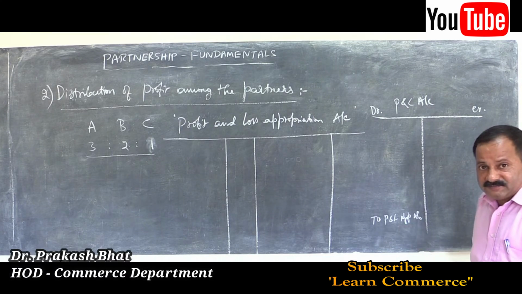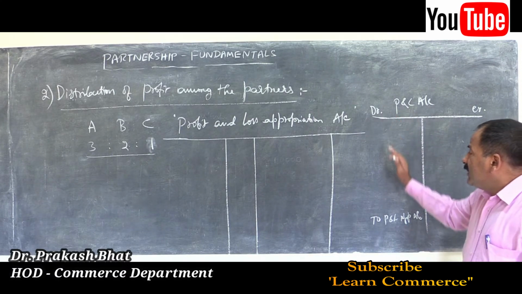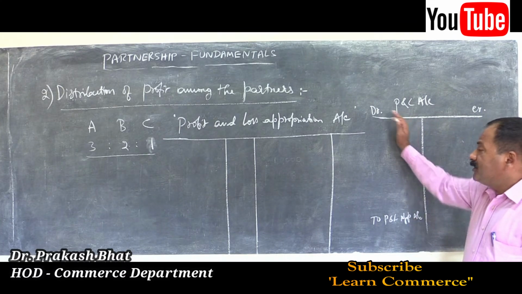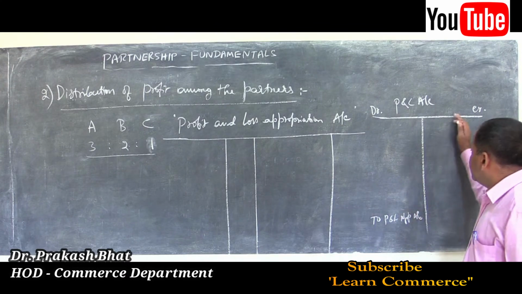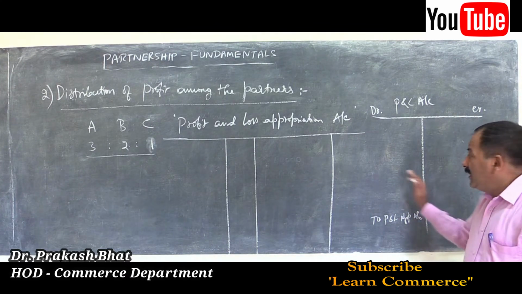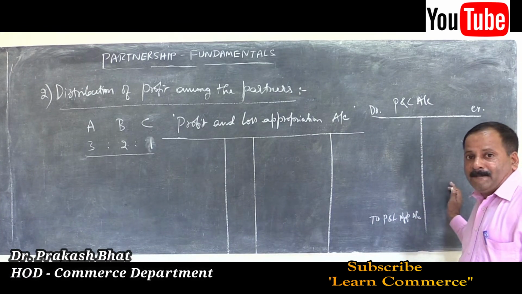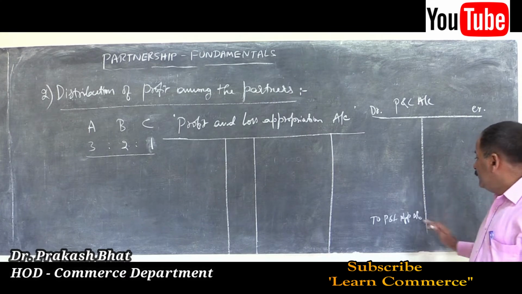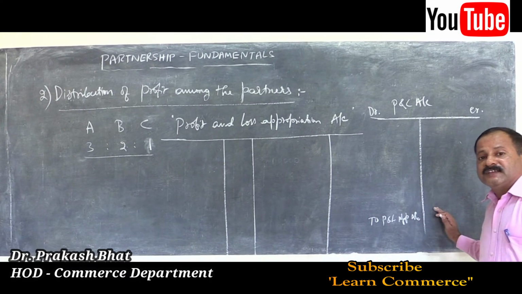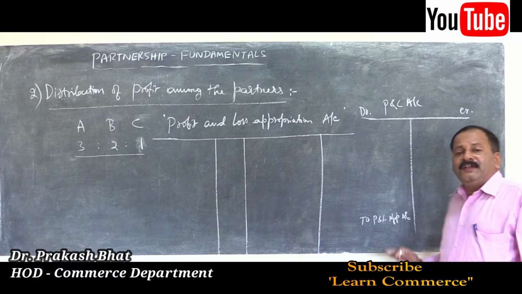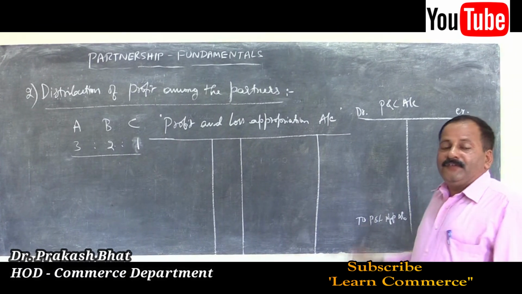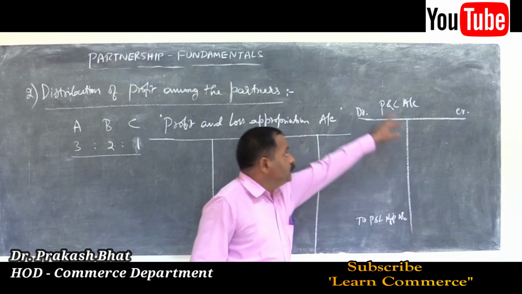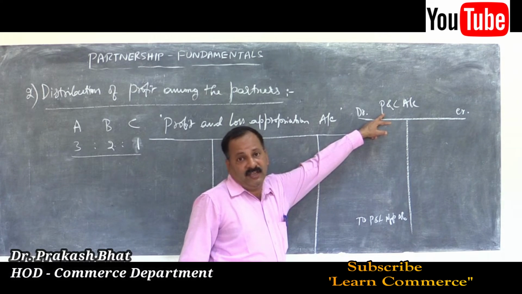If it is reverse, that is, the debit side total is greater than the credit side total, in other words, the total of expenses is more than the total of income, that is a case of loss. So it will appear on the credit side, that is, by profit and loss account. The entry will be profit and loss account debit to profit and loss appropriation account.